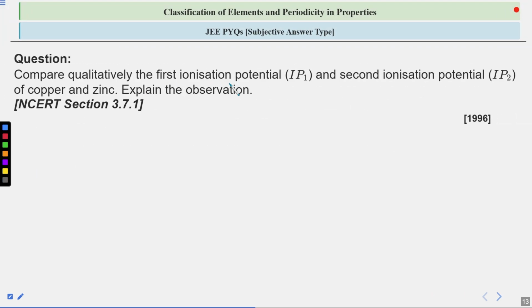Moving on to the next question. You have to compare quantitatively the first ionization potential and the second ionization potential, represented by IP1 and IP2, of copper and zinc. You simply have to say which one will be greater: will the first ionization potential be greater for copper or zinc? Similarly, will the second ionization potential be greater for copper or zinc? You have to compare that, and then think about why it is so. This was asked in 1996. Your time to solve this question starts now.